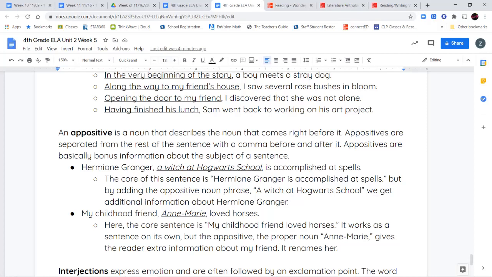So just to review, appositives are extra information in the middle of a sentence that give more information about the noun that came right before it. So Hermione Granger is my noun. The appositive phrase came right after it, a witch at Hogwarts School. My childhood friend is the noun that I'm talking about. Anne Marie is the appositive that came right after it.